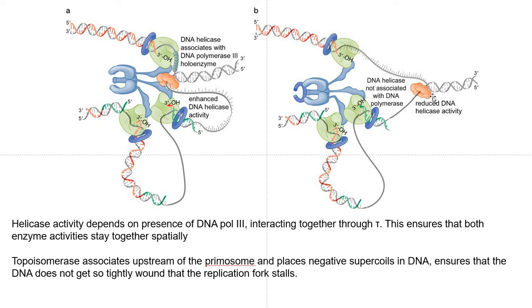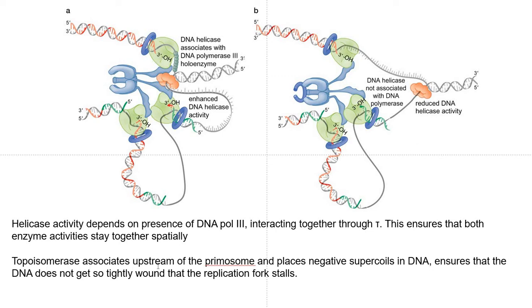In case helicase is not associated with DNA pol 3, then it's not a processive enzyme anymore, so it opens only one or two nucleotides at a time. It will not catalyze multiple reactions with one binding. So it's really important for DNA helicase to be associated with DNA polymerase for DNA replication to occur at speed.